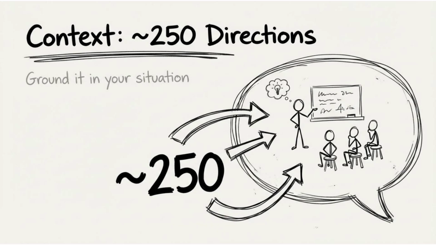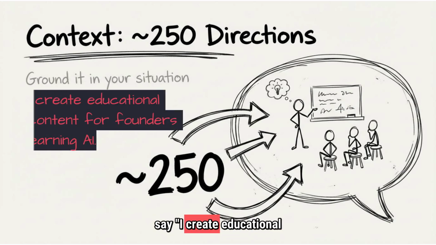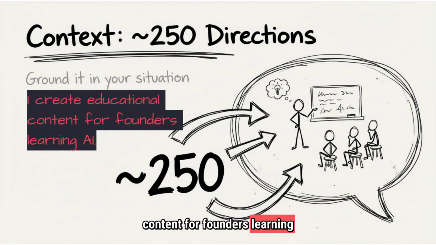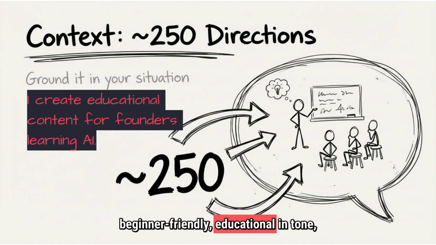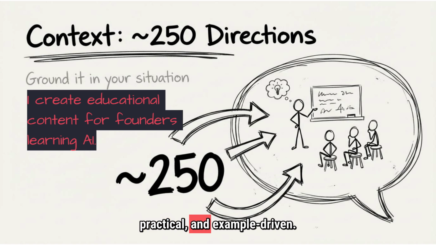Step 2 is context. This is where you explain the why. Why are you asking? What's the situation? In our example, we say, I create educational content for founders learning AI. Now the model knows this should be beginner-friendly, educational in tone, practical, and example-driven. Without context, the AI has to guess your situation, and it usually guesses wrong. Context prevents bad assumptions. We're down to about 250 directions.